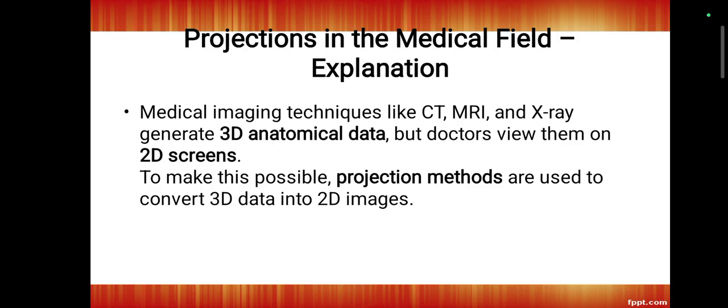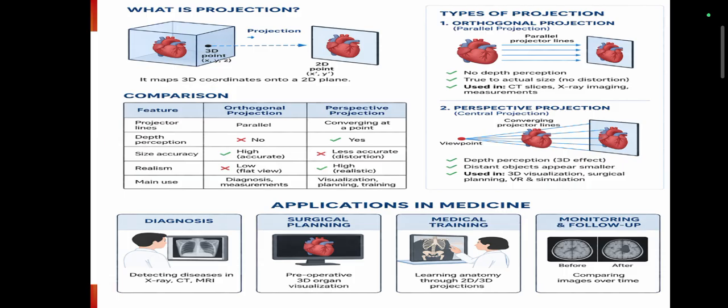Medical imaging techniques like CT, MRI, and X-ray generate 3D anatomical data, but doctors view them in 2D. That is just what we see in the MRI film, X-ray film, etc. To make this possible, projection methods are used to convert 3D data to 2D data. So what is projection? Projection is used to represent 3D data as 2D data, so that it can be visualized.